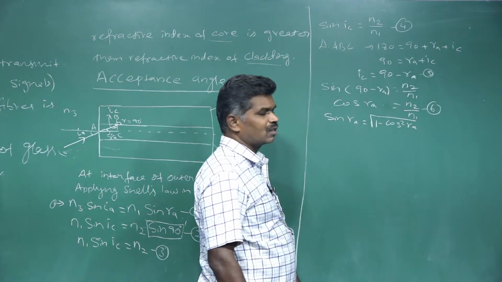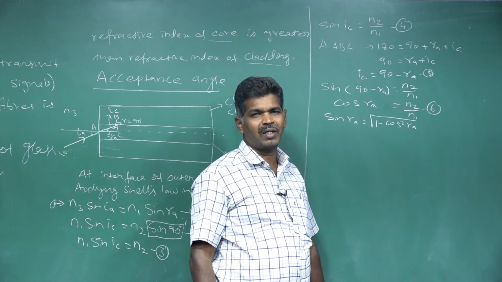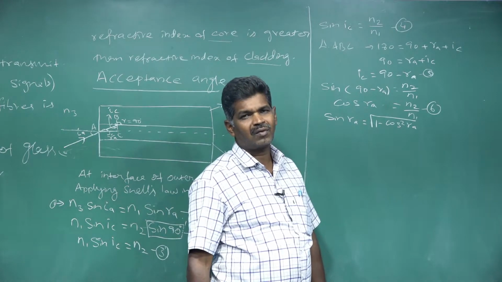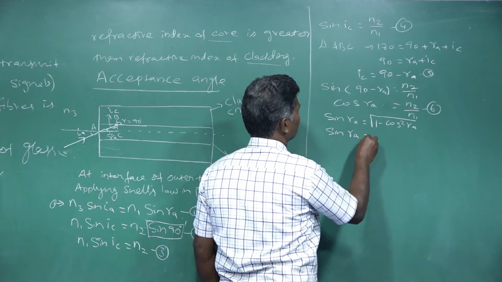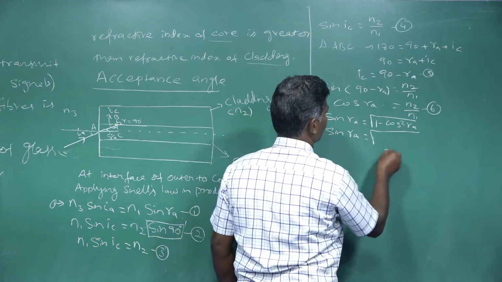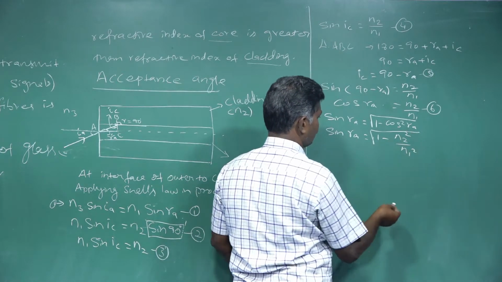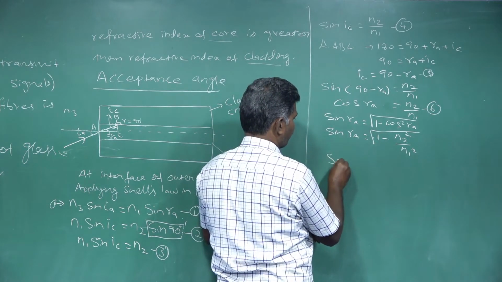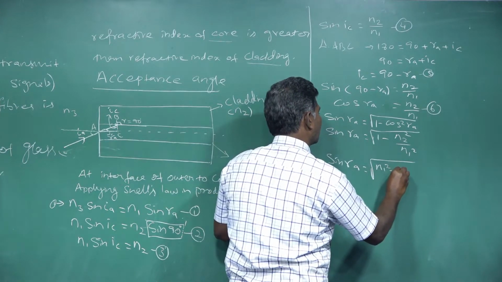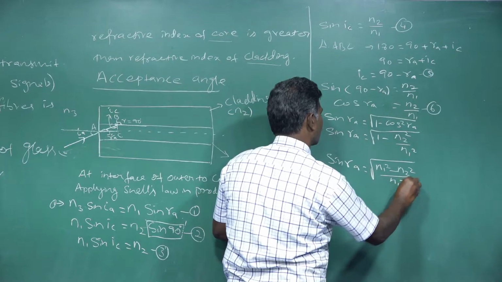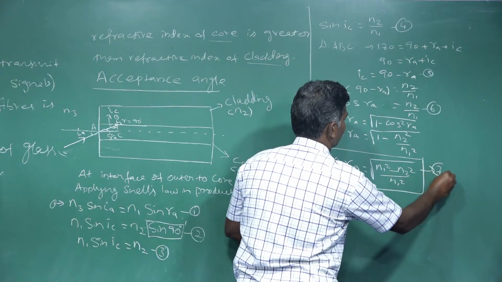Here, instead of cos RA, we are going to substitute the refractive index of the second medium divided by the refractive index of the first medium. So sin RA is equal to the square root of 1 minus n2 squared divided by n1 squared. We rearrange that: sin RA equals the square root of (n1 squared minus n2 squared) divided by n1 squared. This sin RA value may be taken as equation 7.